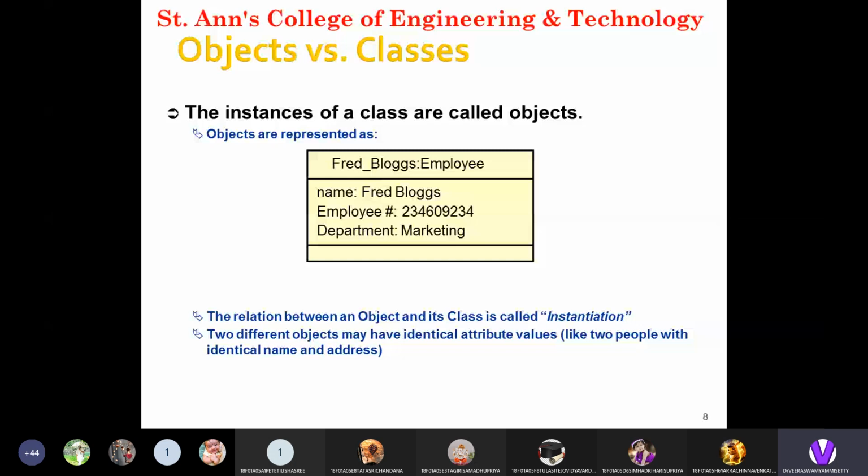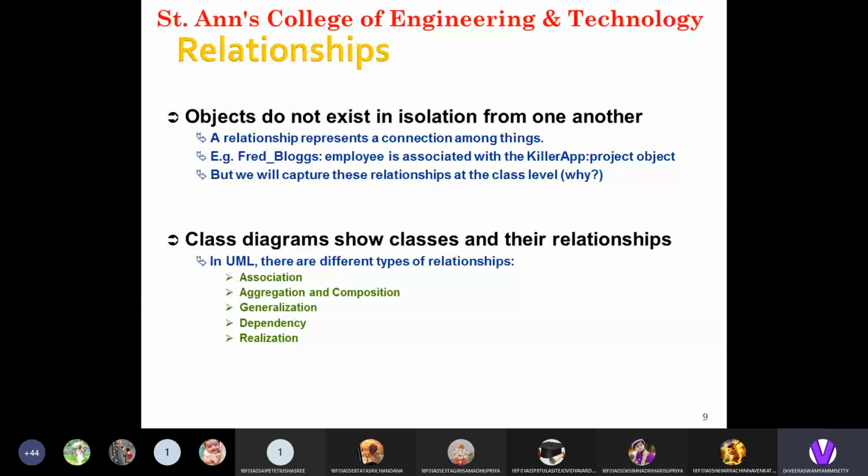The relation between the object and the class is called an instantiation. So like that you can represent the objects in the model. Objects do not exist in isolation from one another. A relationship represents the connection among the things that do not exist in isolation from one another.